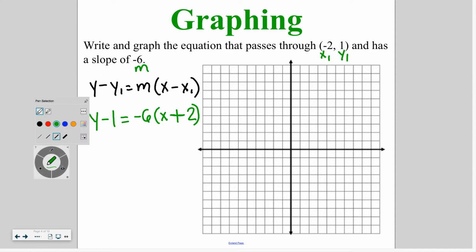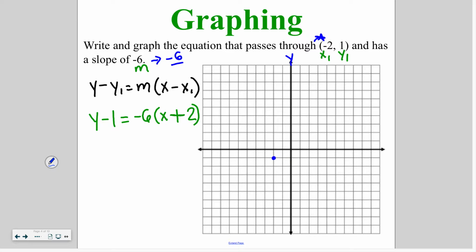When we come to graph, instead of starting on the y-axis like we did last section, we are going to start at the point that they give us. So we're going to go negative 2 and down 1. That's going to be our starting point. When we're looking at slope, in this case we have to turn it into a fraction. So that's going to be negative 6 over 1. So we are going to count down 1, 2, 3, 4, 5, 6, and go over 1 to get that next point in our equation.